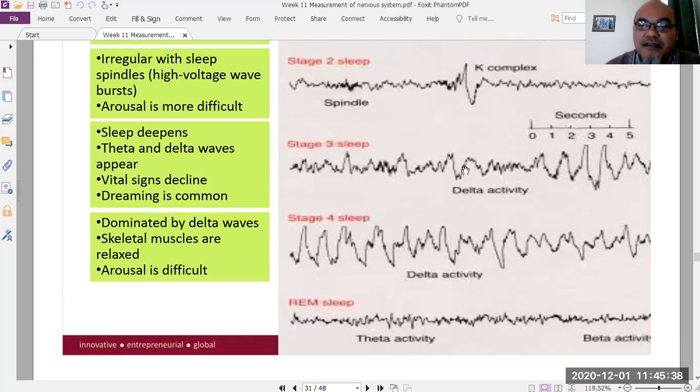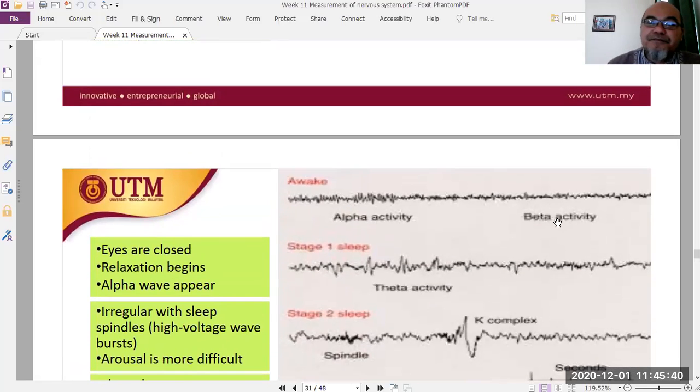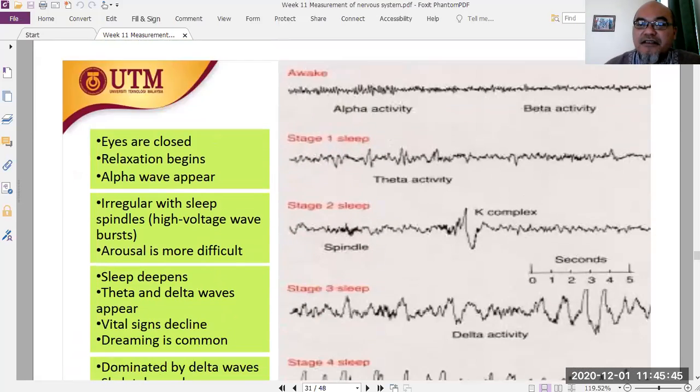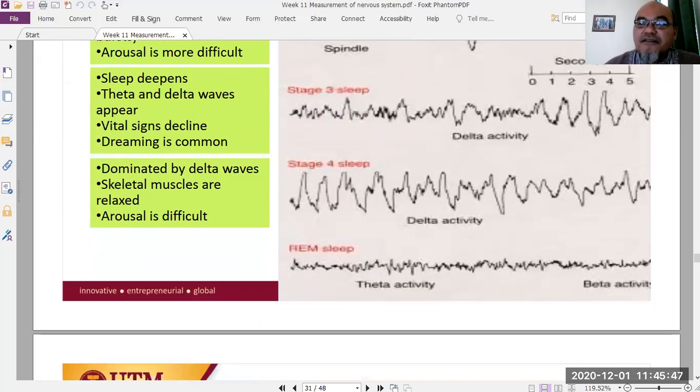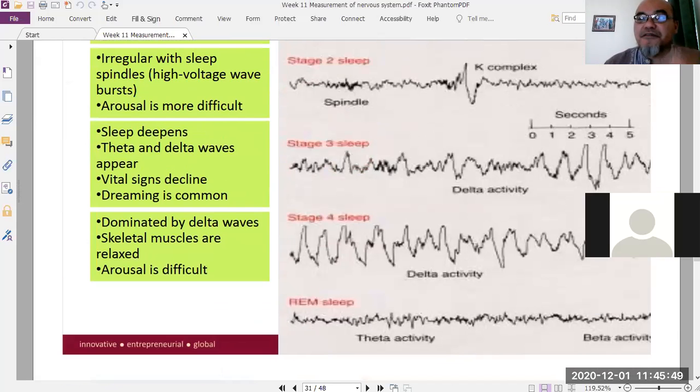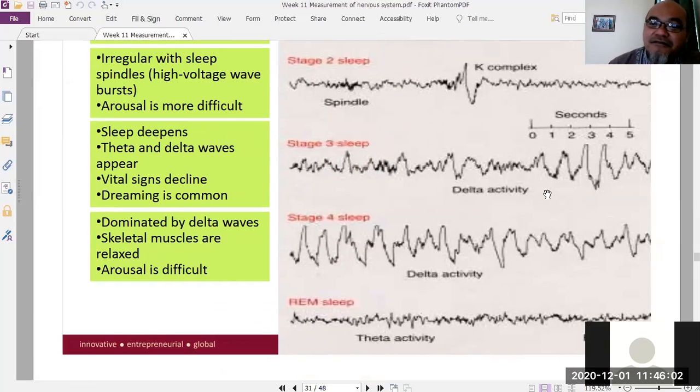And remember, in REM, your brain will generate activity similar to a beta-activity brain. In other words, when you are in REM, you experience dreaming like you are dreaming actively, right? It's very vivid. You are doing things in your sleeping. Have you ever felt like this? I believe everyone has, right?